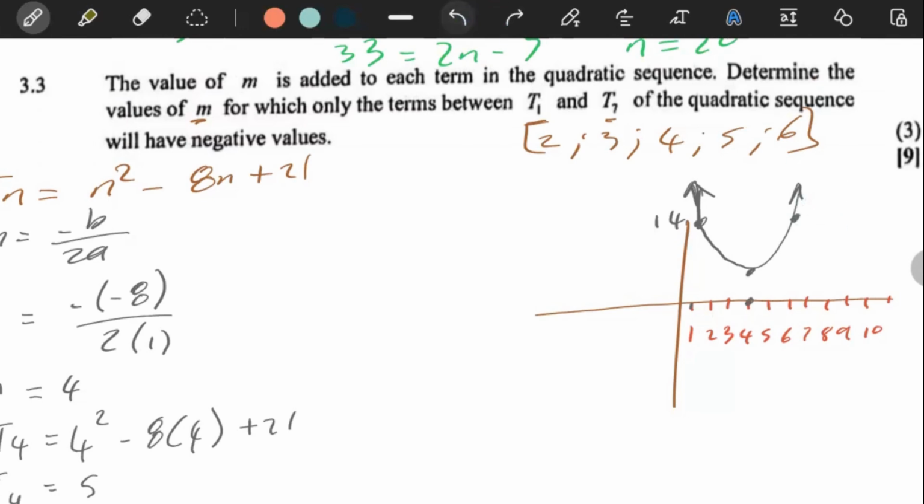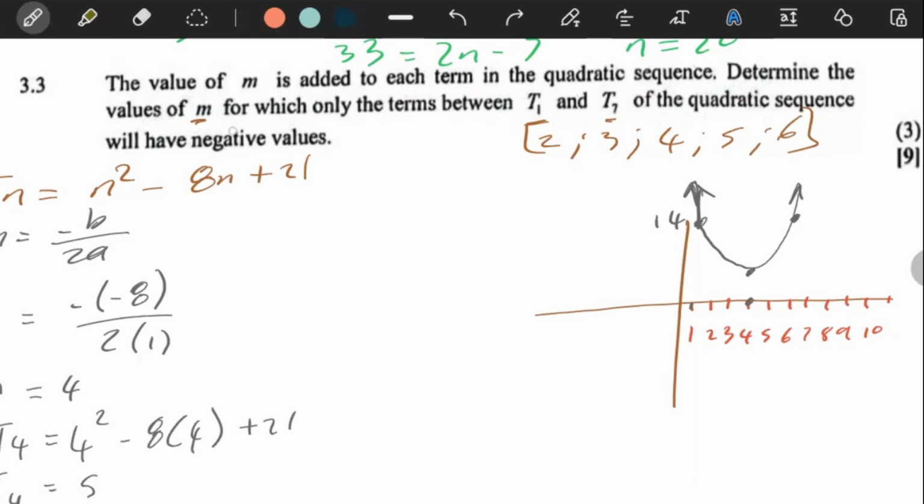So with this image easily in our faces and all that, the question makes better sense, because if you see here, calculate the value of m. It says the value of m is added to each term in the quadratic sequence. So if they're adding m to each term, it means they're moving the graph either up or down. You see, they're just trying to say that the graph is being moved up or down. So you're moving the graph, right?